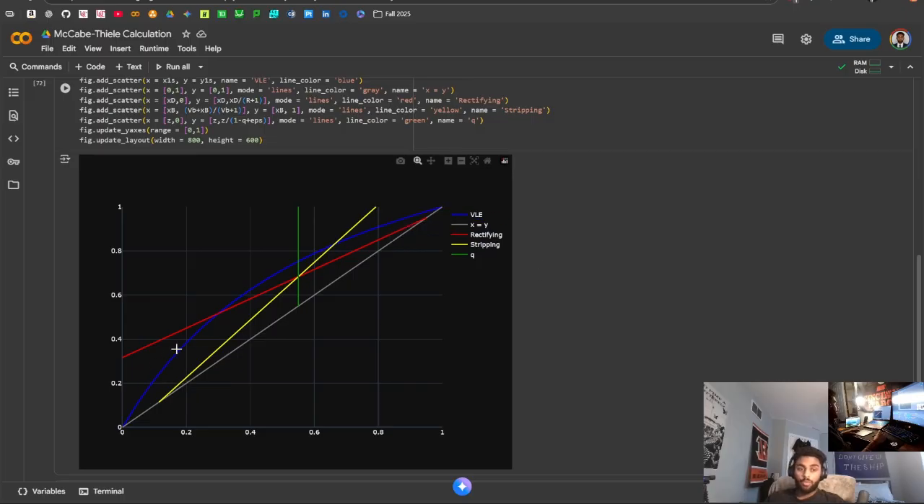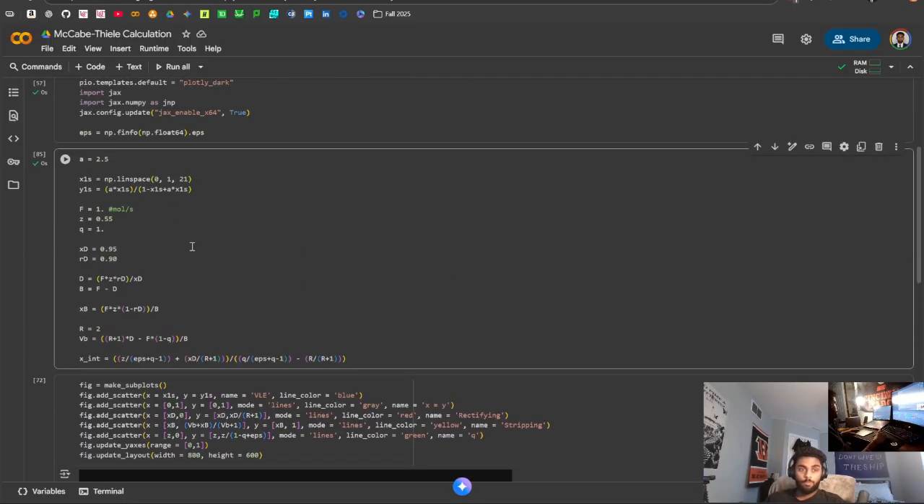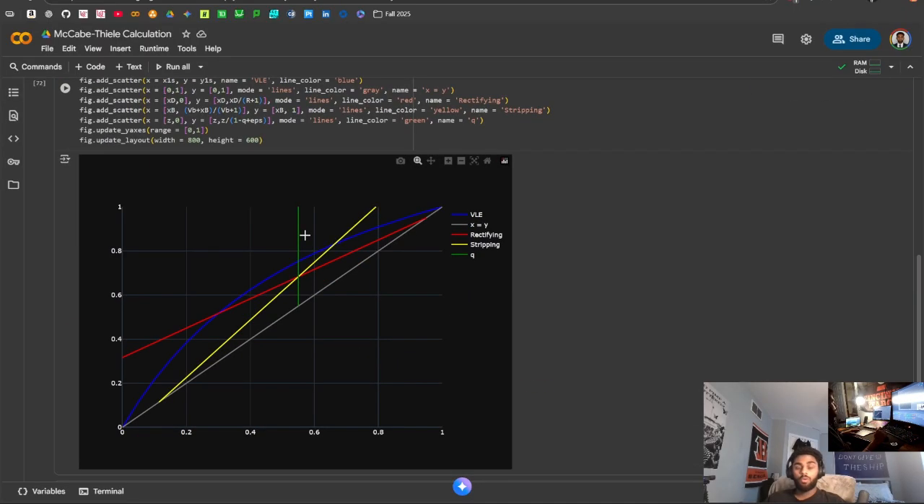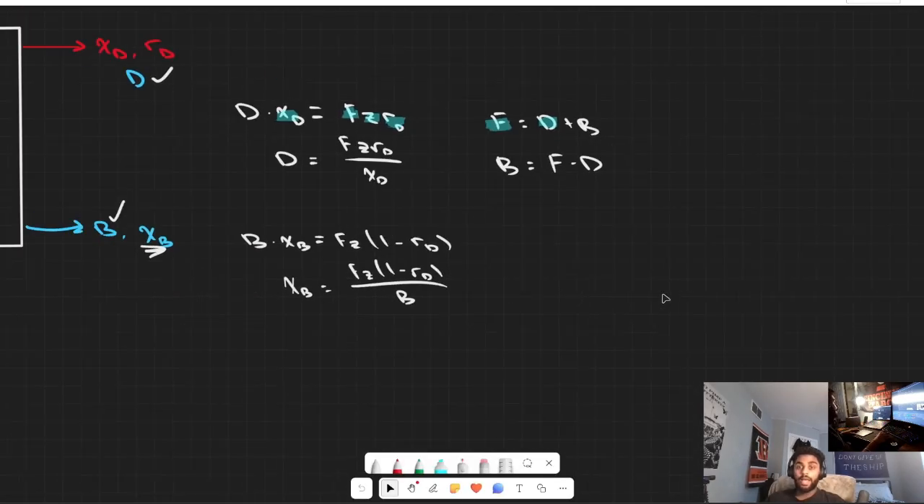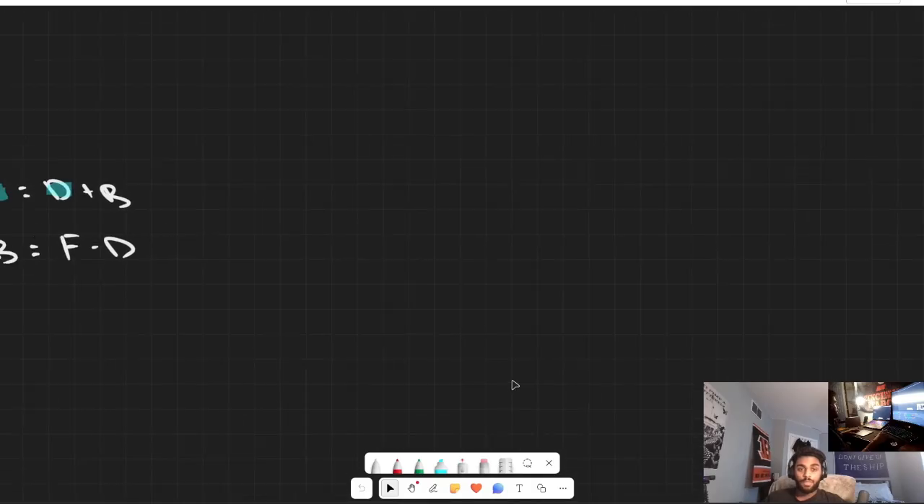So how do we calculate this VLE curve? We actually calculated it using this equation here. And so going backwards, we can actually do the same thing, calculating out our x's using our y's and the relative volatility. So let me write this out. What we have right now is something that looks like this.